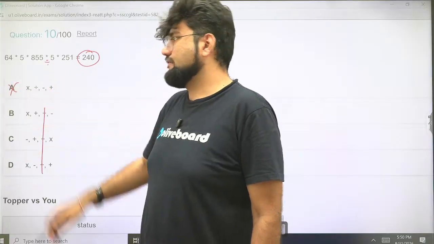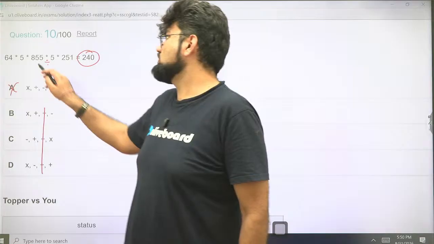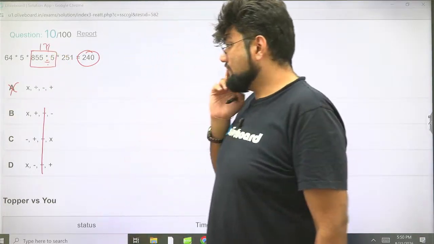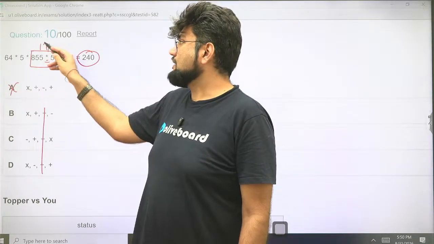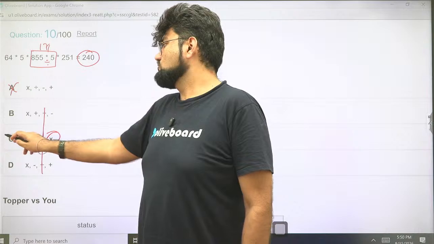Apart from that, division is here only fixed. So 855 divided by 5. Double of 855 is 1710. Remove the 0, so it is 171. Calculation should be quick. Now look at the rest of them. 171 multiplied by 251 is surely not going to be my answer because it's going to be a very large number. So this is also not true.